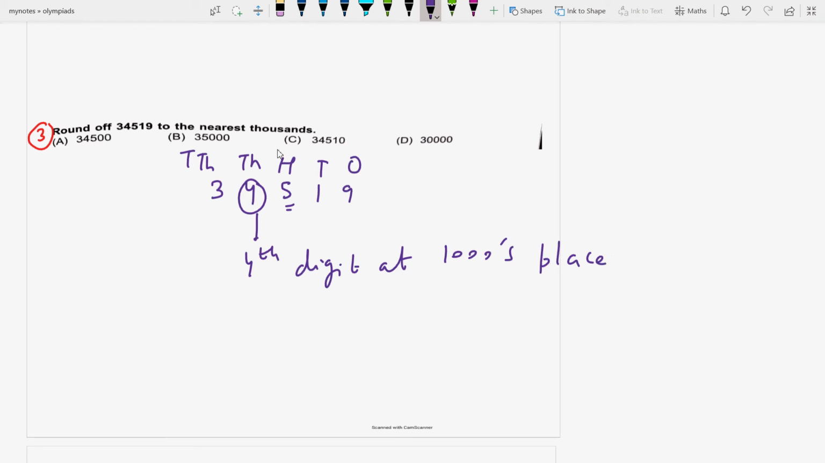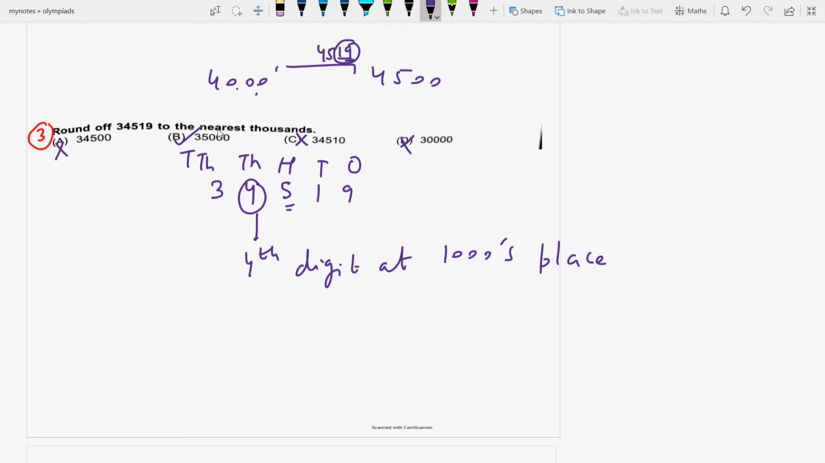34519 is rounded off to 35,000. That is, the answer will be B option. As I've already told you, this is 4000, then it is 4500. 4000 plus 100 comes here in between, 4519. So it will be rounded off to 35,000, not 4500, not below that, not above that, not 30,000. It will be rounded off to 35,000 only.